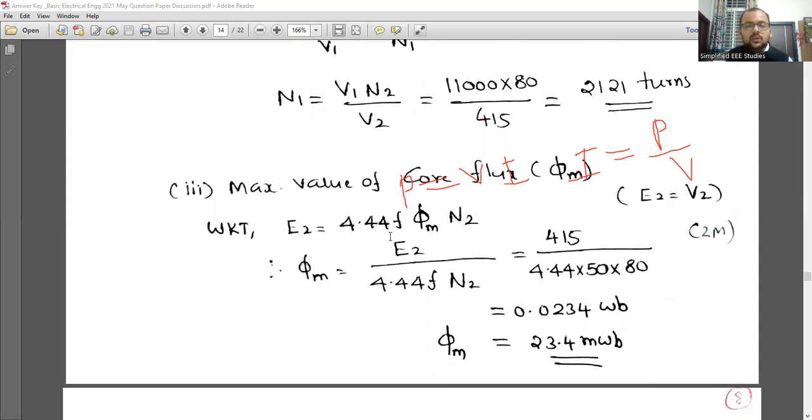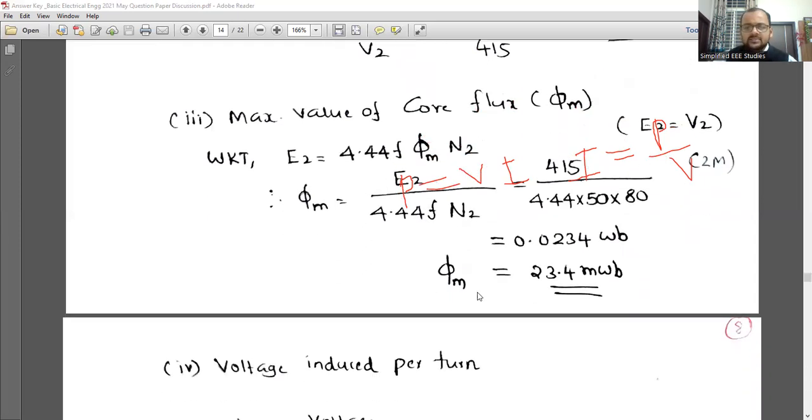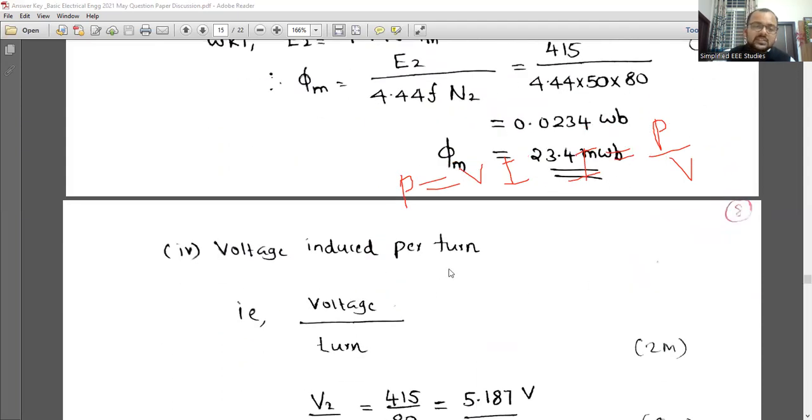E2 is equal to 4.44 f phi m N2. From this, I could separate the value of phi m. Use simple mathematics. Then I am getting 0.0234 Weber. If possible, express in terms of milliweber. Both are correct. Whichever you are comfortable with, you can go ahead. There are no restrictions. Then voltage induced per turn.